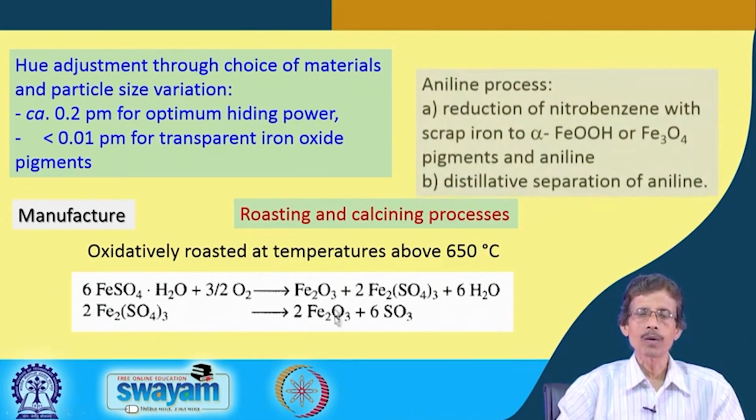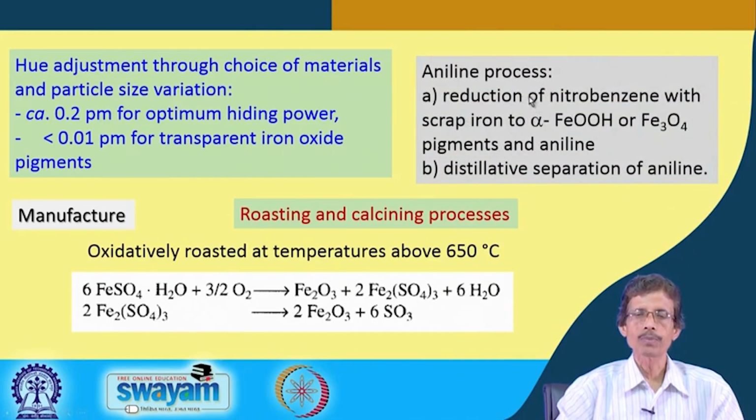Then one particular process which is very much useful sometimes is the aniline process, that means we use nitrobenzene. So, nitrobenzene is being used with the scrap iron. Nitrobenzene is basically used for the formation of this alpha FeOOH or Fe3O4, that means the scrap iron is basically oxidized with your nitrobenzene, and we get the corresponding pigmental form as FeOOH and Fe3O4, and aniline is the corresponding reduced form of the nitrogen, and aniline can be your very good byproduct also.